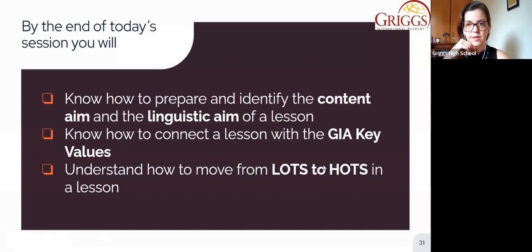Okay? So the aim of this part of the session today was to know how to prepare and identify the content aim and the linguistic aim of a lesson, know how to connect a lesson with the GIA key values, and understand how to move from LOTS to HOTS in a lesson.